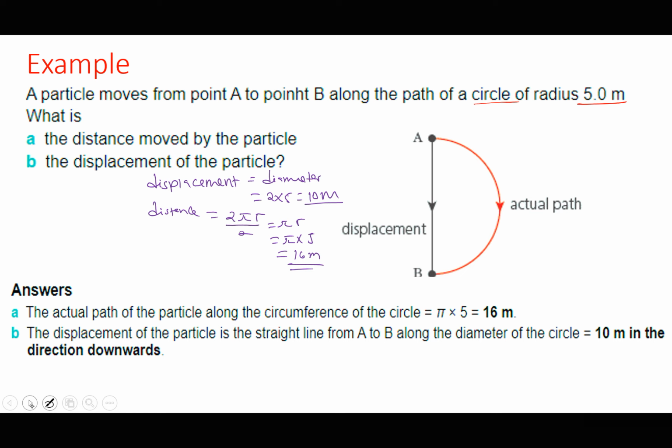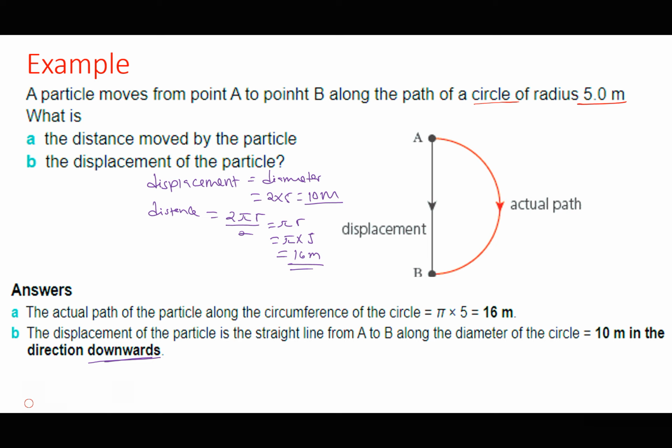Because displacement is a vector quantity, the displacement from A to B is actually going to be downwards. It is always towards the final point. The displacement is always towards the final point. So it is going to be downwards. For distance, we don't mind about the direction because it's a scalar quantity. So that is what we call distance and displacement.